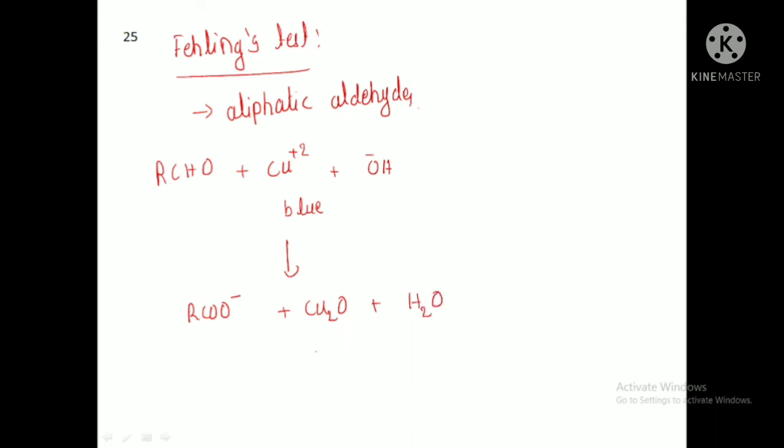This Cu2O is cuprous oxide. Cuprous oxide is a red colored precipitate. Red colored precipitate formation indicates the presence of aldehydes. Aldehydes on reaction with Fehling's reagent will form red precipitate, cuprous oxide. This is the detecting test for aliphatic aldehydes.